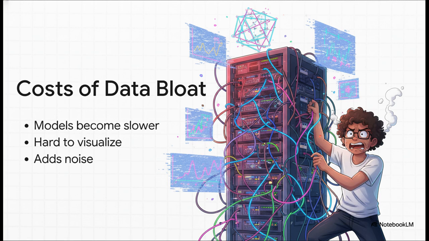And here is the bottom line impact of having too many features. The costs of this data bloat are severe. First off, your machine learning models become noticeably slower. When your system has to process thousands of variables, compute time completely skyrockets. Second, visualization becomes extremely difficult. Your teams just can't easily map out or understand the data when there are too many dimensions to navigate. And third, unnecessary features just add noise. They confuse the models, which makes your predictive analytics way less accurate. Long story short, this bloat actively hinders your performance.